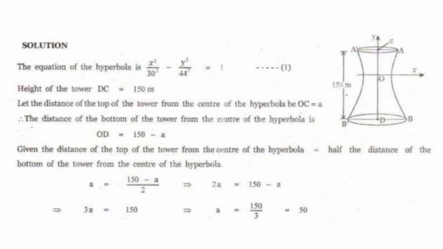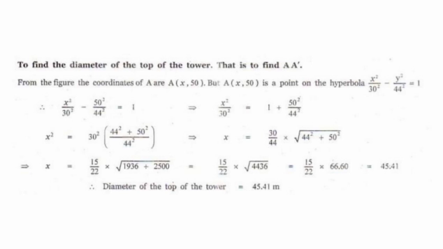So here is our solution. A is equal to 150 minus A divided by 2, and it will turn to 2A equals 150 minus A, and 3A equals 150, and A is equal to 150 over 3, which is 50. To find the diameter of the top of the tower, that is to find AA. From the figure, the coordinates of A are x, 50, but (x, 50) is a point on the hyperbola x squared over 30 squared minus y squared over 44 squared equals 1.